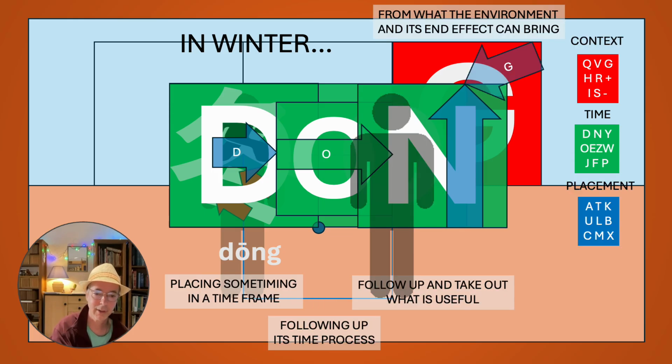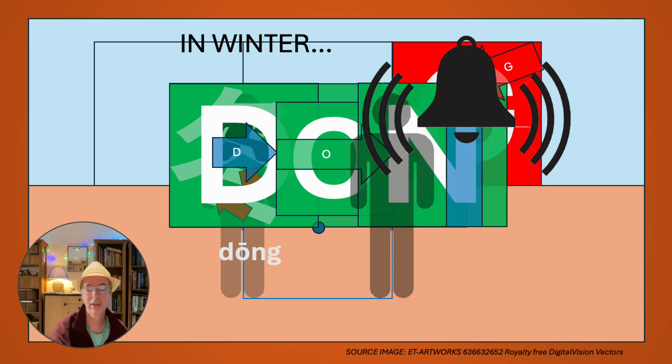You place something in the time frame, you follow it up in the time process, and you follow it further up and take out what is useful for what in the environment can still bring a good effect in there. It's like a resonation in the end. That's that dōng, that's also like a sound. Dōng, it resonates in the end in winter.